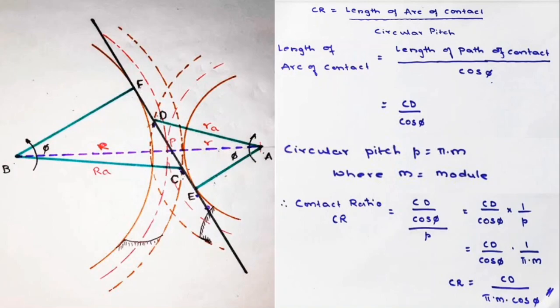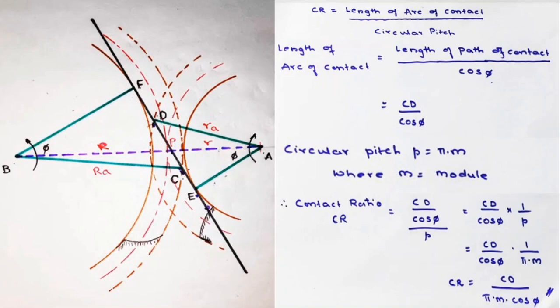The second point which we need to note here is that the theoretical minimum value of contact ratio is 1. That is, there must be at least 1 pair of teeth in contact for continuous action on the gear and on the pinion. So at least there should be 1 tooth on gear and 1 tooth on pinion, so that the contact ratio will be 1, and if the contact ratio is 1, this contact of teeth will have a continuous action.